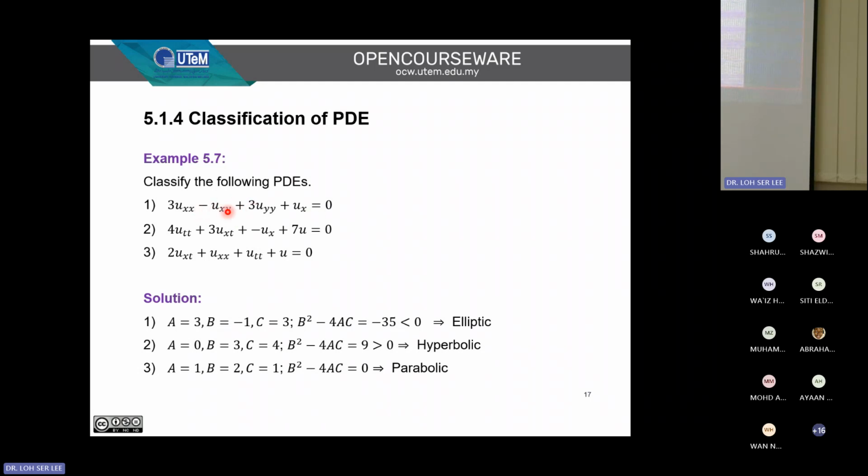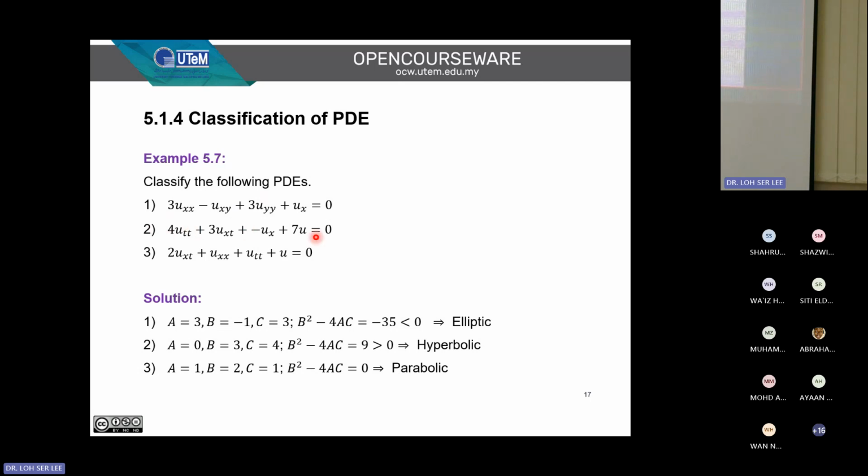Okay, the one from the mix, B is -1. And we find for another, the second order, UX, UY. So A is 3, C is also 3. So when you compute for the B squared minus 4AC, you get a negative value. So it is elliptic.